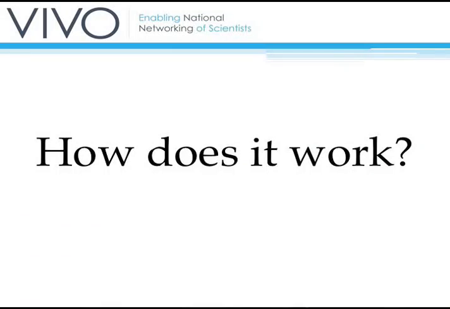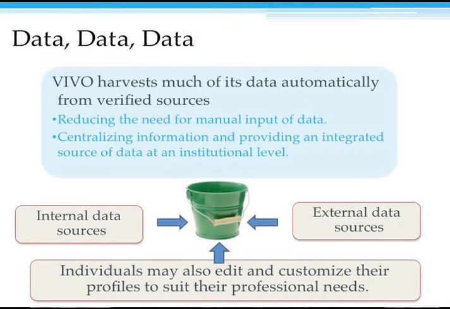So how does it work? Let's look under the covers a little. VIVO is built by harvesting data from authoritative university sources, verified sources within the institution. This allows you to build up for an individual faculty member a fairly complete profile without their having to do anything, which, since faculty are very busy people, is a real advantage. It centralizes the information in a common format. I just showed you a bunch of skins across VIVO, and it gives you a pool of information that you can draw on for those purposes.